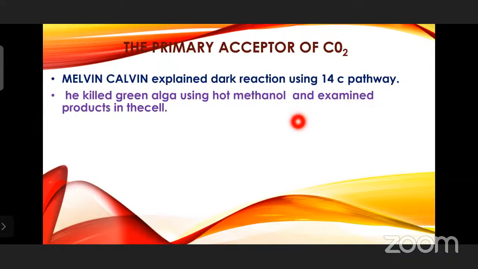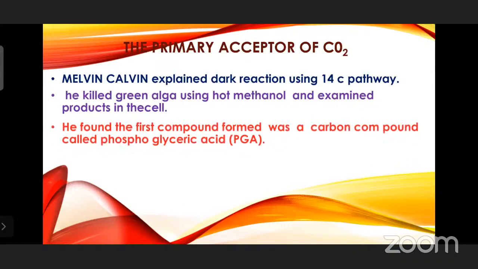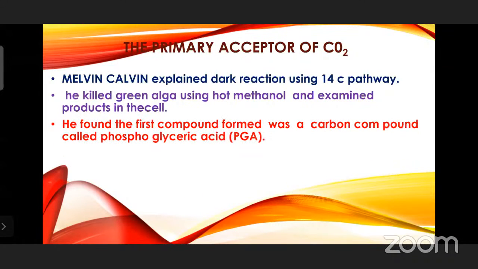So he examined the products in the cell after killing with methanol. In the cell, he found certain substances. He found the first compound was a carbon compound. So some stable carbon compound he found, that is phosphoglyceric acid. This phosphoglyceric acid, in short we'll say PGA, has 3 carbon, and carbon dioxide has 1 carbon.